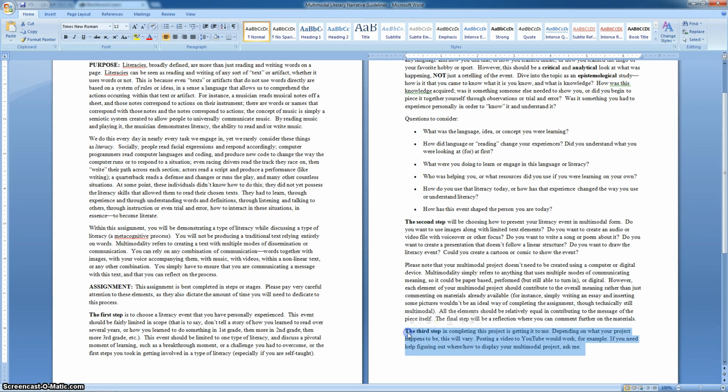After you've chosen your mode of expression and created whatever project you've created, you have to figure out a way to get it to me. There are different things you can do with this, right? Depending on what you're working in, it may take a different avenue to get the project to me.